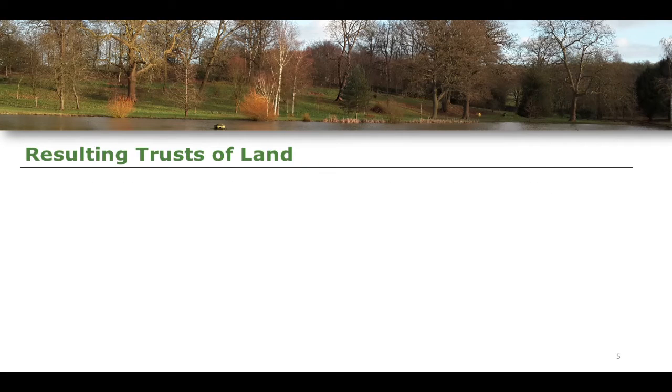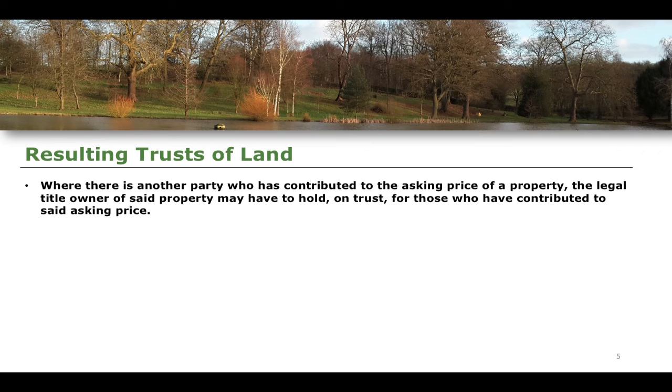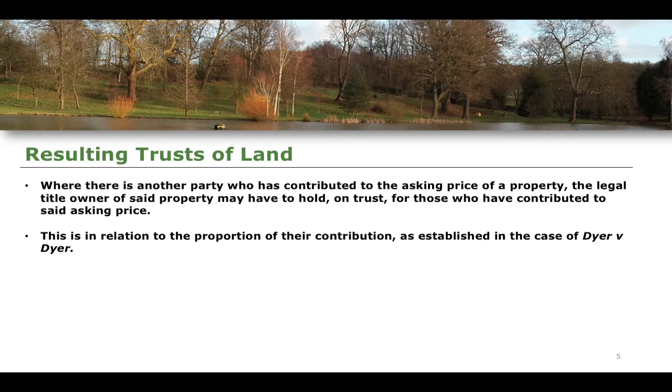And so, ultimately, when we think about the various different types of trust in land which may be impliedly created, one of the most common of these is the idea of a resulting trust in land, where there is another party who has contributed to the asking price of a property, even if they are not specifically the legal title owner of said property. The legal title owner may have to hold on trust for those who have contributed to the asking price. This is known as a resulting trust in land, in relation to the proportion of their contribution.